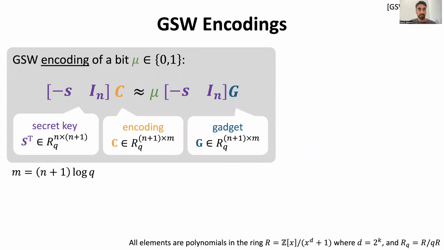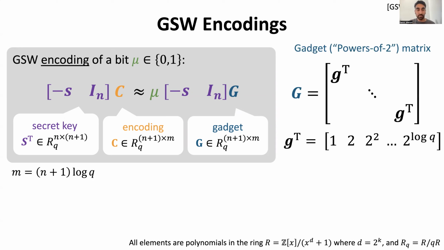So in contrast, let's look at the GSW encodings. Here we have the same kind of matrix-style secret key. The encoding now has m columns, and we actually only consider encoding bits in GSW. So we just consider a mu that's a bit. And here we have a gadget matrix and the secret key embedded in the message. The gadget matrix is this powers of 2 matrix.